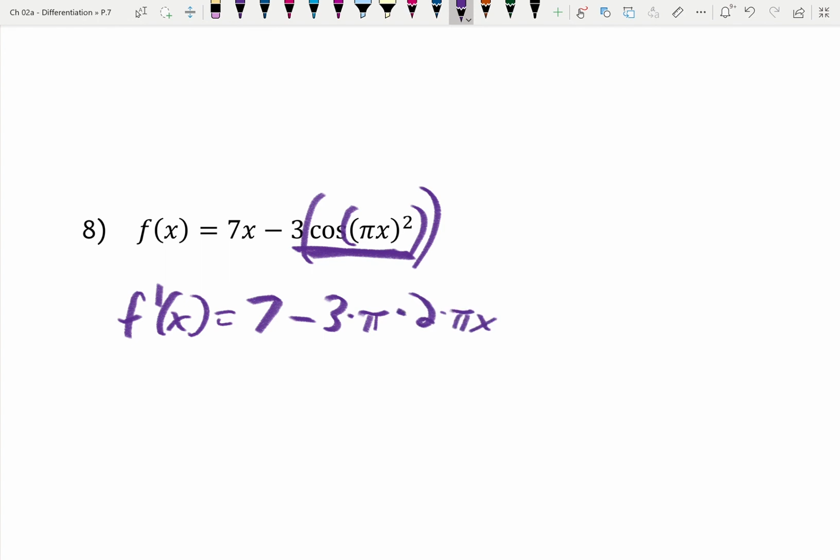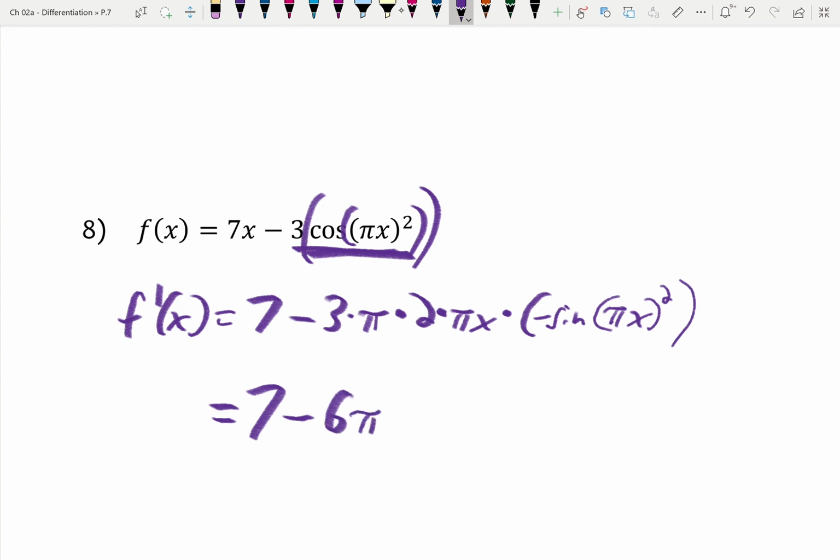I'm trying to be careful that these actually show up as dots. Times the derivative of cosine is negative sine of that same thing that was there. So unfortunately, the only way to really clean this up is to multiply the 3 times the 2 to give me a 6, multiply the pi times the pi to give me a pi squared, have an x, then minus negative can become a positive, and then the sine of pi x squared.